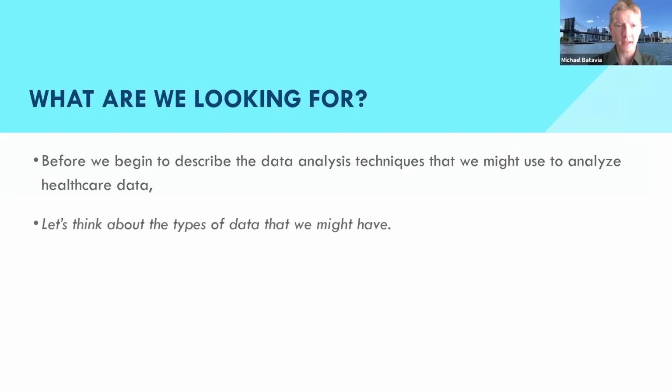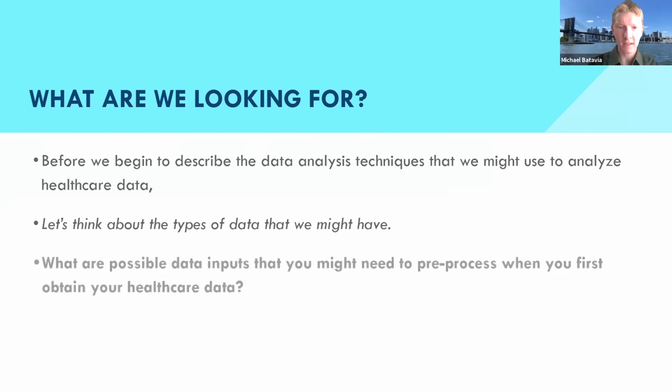So we're going to think about the types of data we might have. And I'm going to ask a question to you guys. What are possible data inputs that you might need to pre-process when you first obtain your healthcare data? Like when someone tells you, I want you to use some neural network to analyze this health data, what type of data might you get? So you can unmute your mic, or you could say something in the chat. Take a couple minutes for you guys to give me your thoughts.